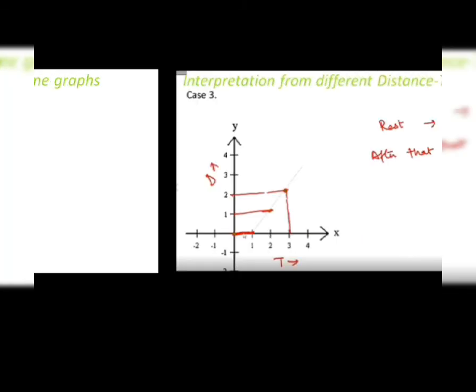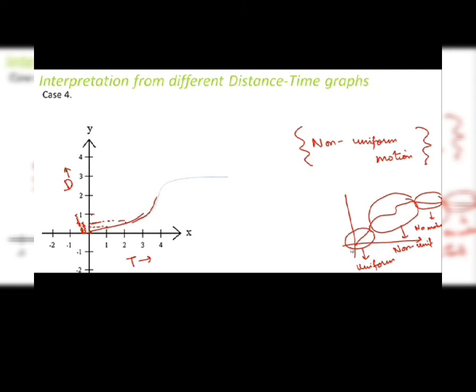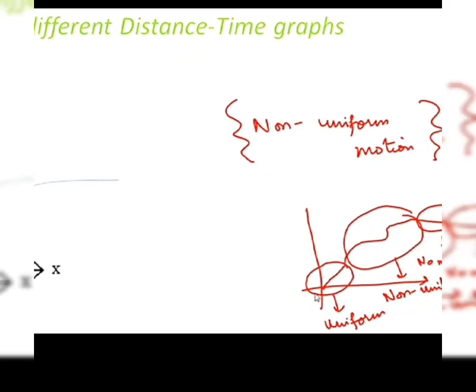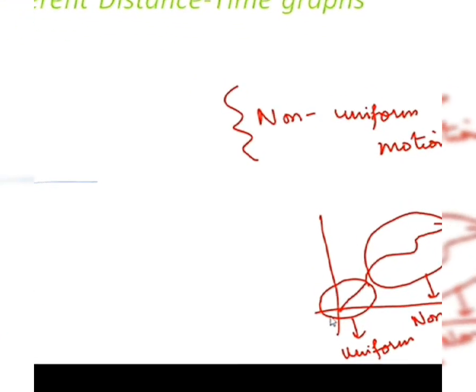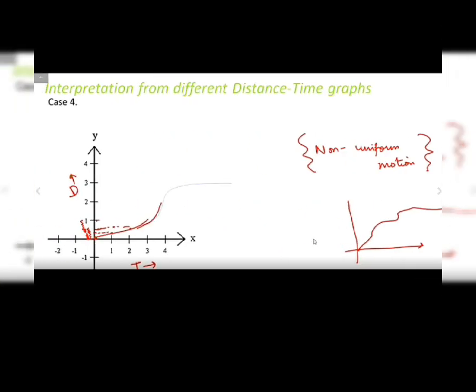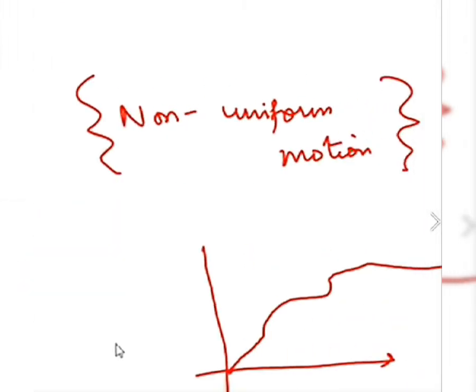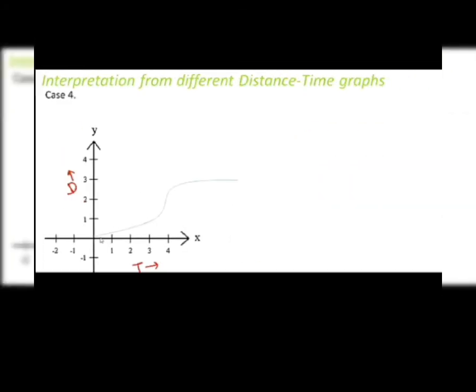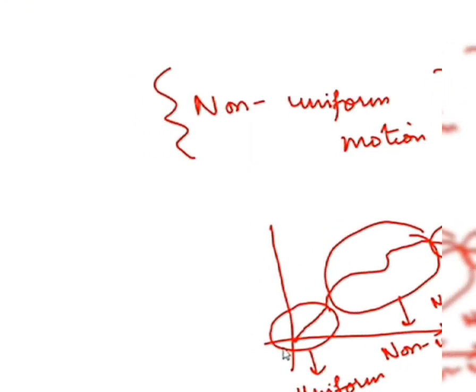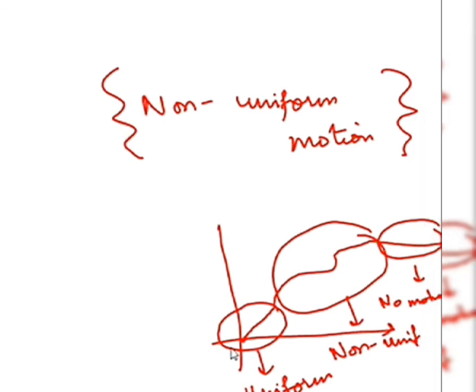Now let us suppose that instead of this, you would have a straight line like this, then some curve, and then again a straight line. This shows that this portion, which is a straight line, look here, this portion depicts uniform motion. Then the middle portion will depict non-uniform motion, and this portion where you have a straight line will depict no motion, because here the distance remains the same with time, so no motion at all.